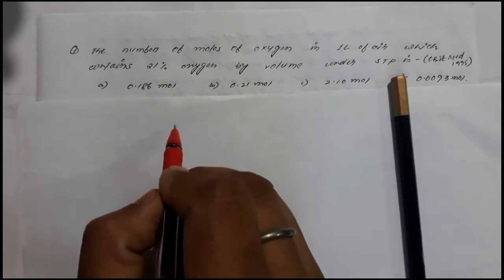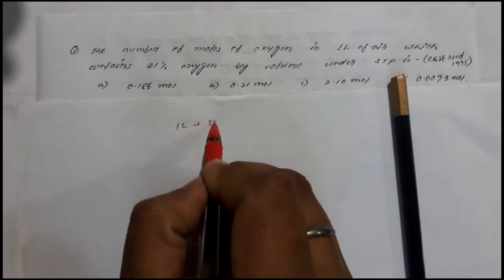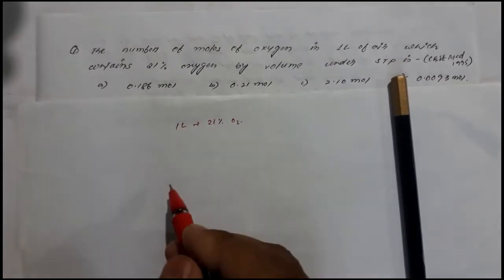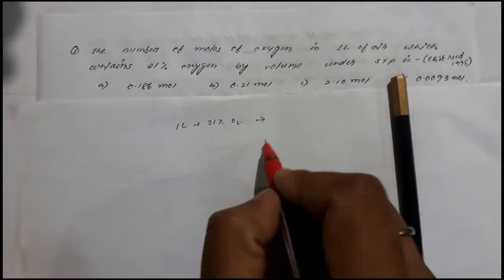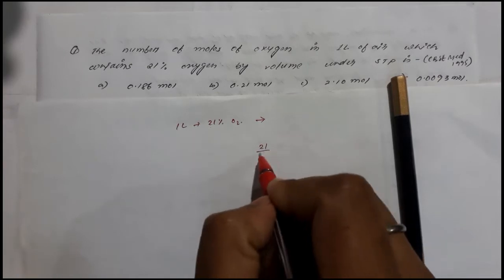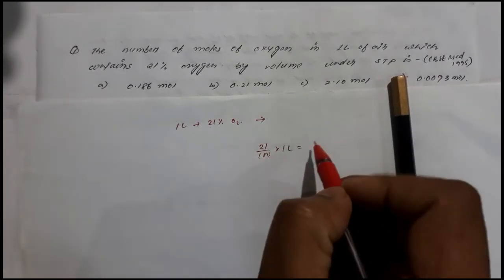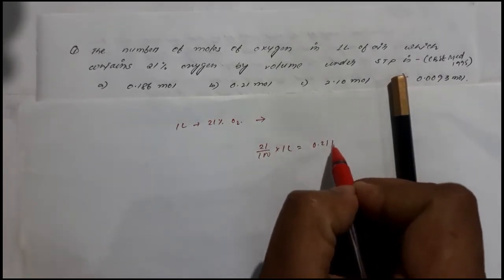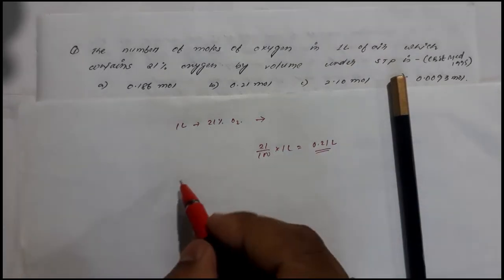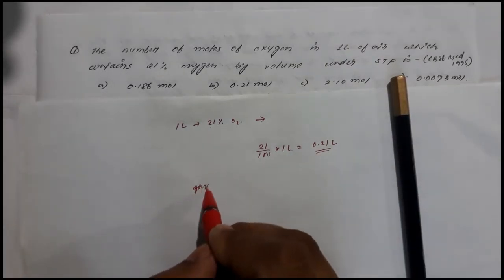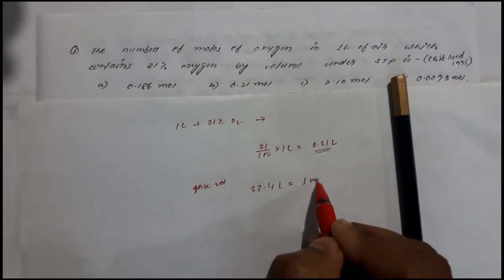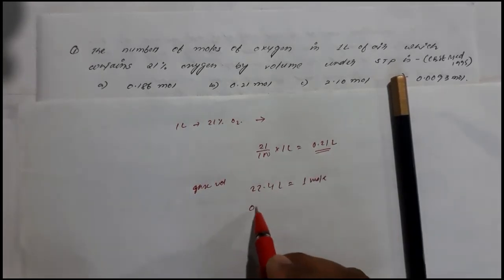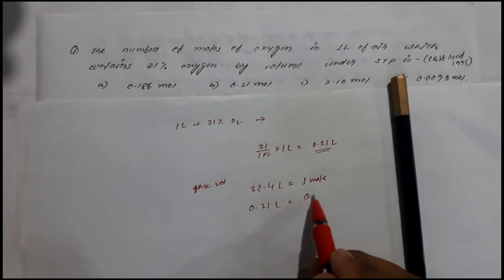Now look at this, the question is a very simple one. Here it's talking about 1 liter of air, in which 21% is O2. So what is the volume of oxygen present there? It will be 21% of 1 liter, which equals 0.21 liter, isn't it? Now, regarding gaseous volume, we know 22.4 liter equals 1 mole, isn't it? So 0.21 liter equals what?